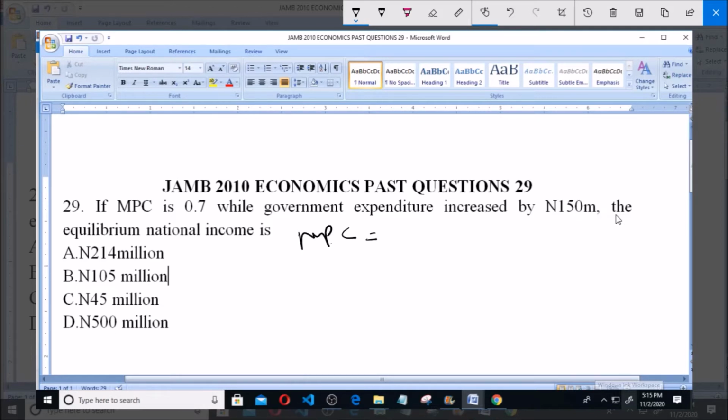MPC is marginal propensity to consume. It defines the relationship between changes in consumption over changes in income, which is change in consumption over change in income.